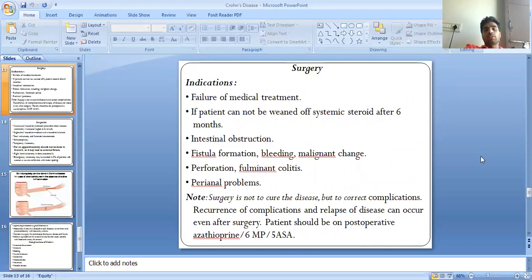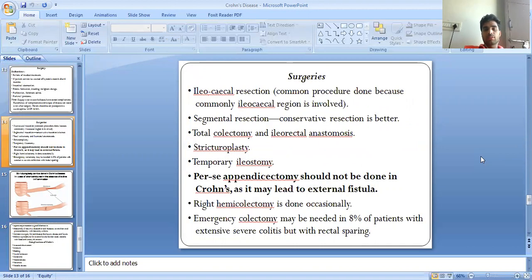Surgery. Indication: failure of medical treatment; 20% cannot be weaned off systemic steroids after 6 months. Intestinal obstruction, fistula formation, bleeding, malignant change, perforation, and in these problems we advise surgery. Surgery: ileocecal resection, segmental resection, total colectomy or ileorectal anastomosis, strictureplasty, temporary ileostomy. These are the surgeries. Right hemicolectomy is done occasionally.